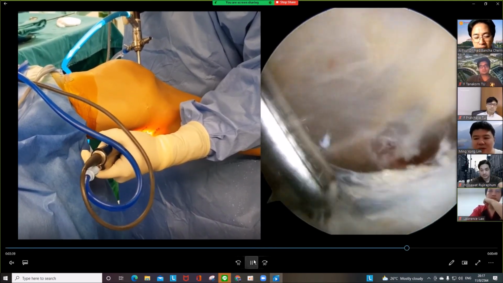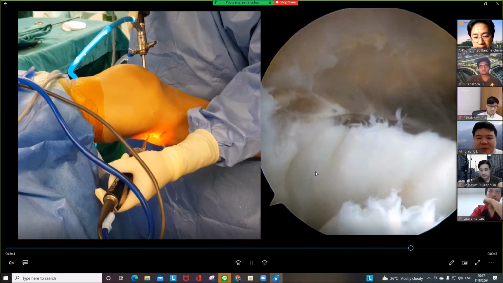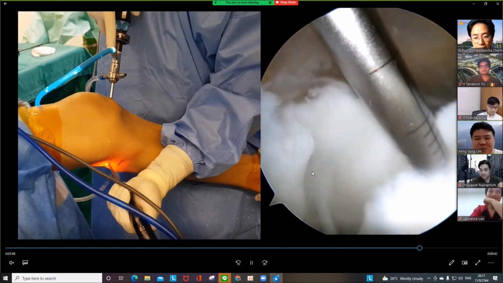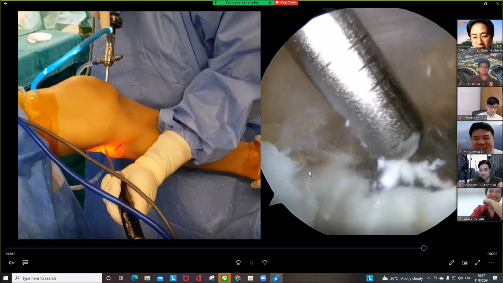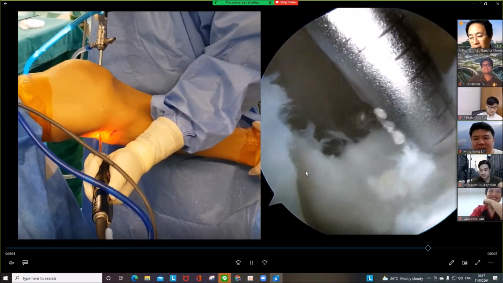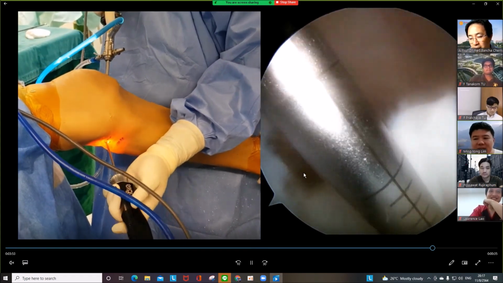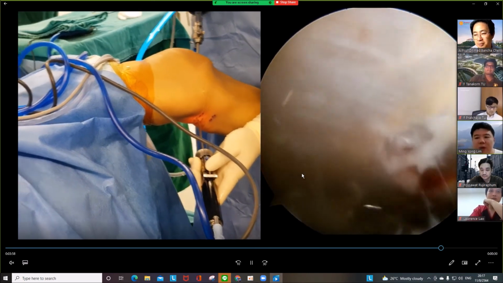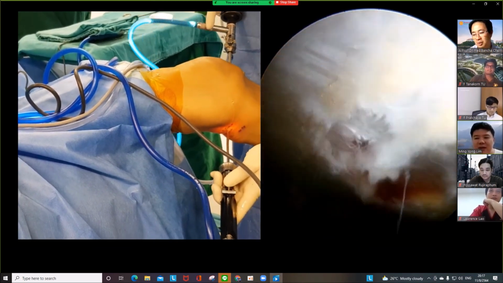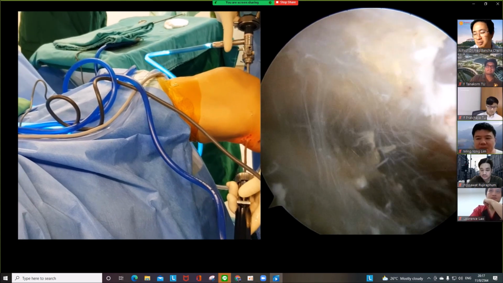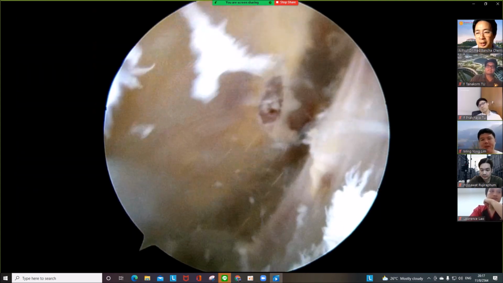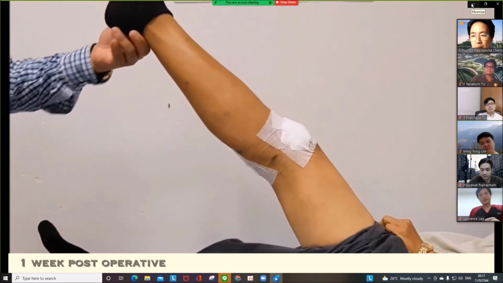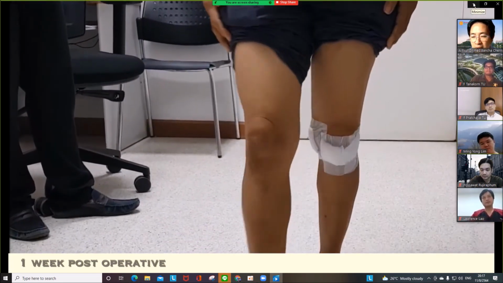Good. What if my center doesn't have the 70-degree scope? Can I still use that? Yeah, you can do it. You switch your camera to the posterior compartment. Put your shaver into the posterior medial compartment. Switch it. You have another view that can see better. So 1 week after the surgery, the patient recovers very fast.